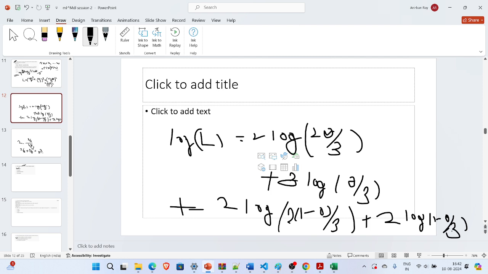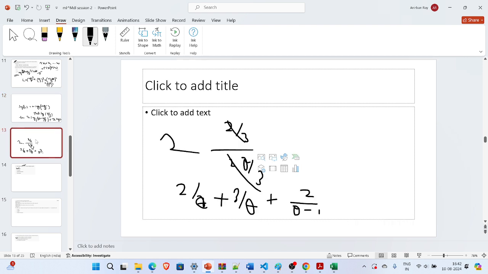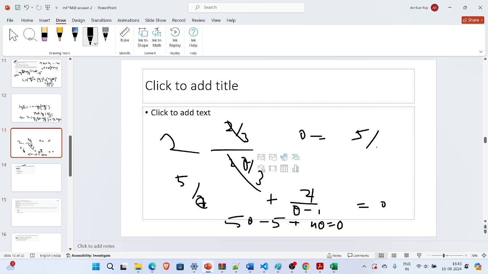Next, 1 by 3 will go away, and it will become minus 2 by 1 minus theta, or 2 by theta minus 1. You can write this as 4 and this as 5. We equate the derivative to 0. So 5 theta minus 5 plus 4 theta equals 0. So theta is equal to 5 by 9.